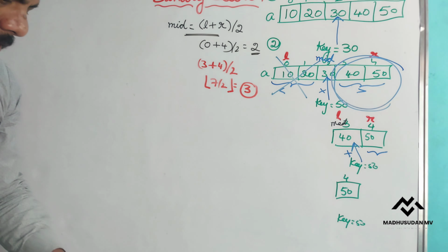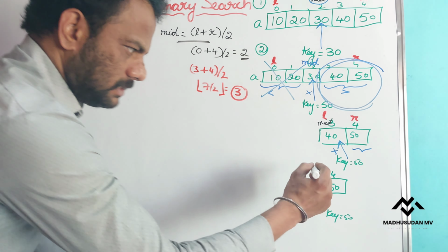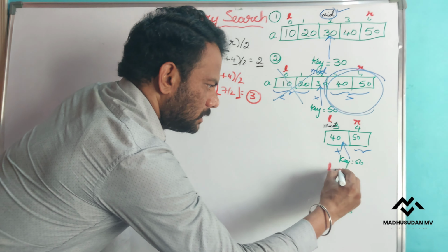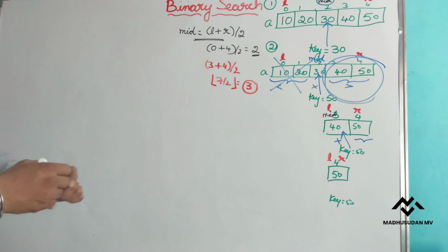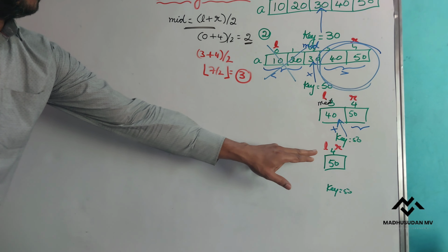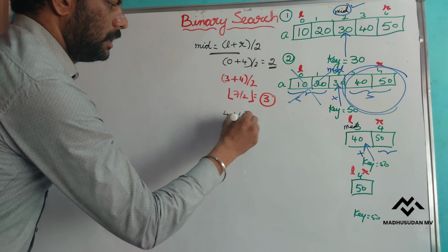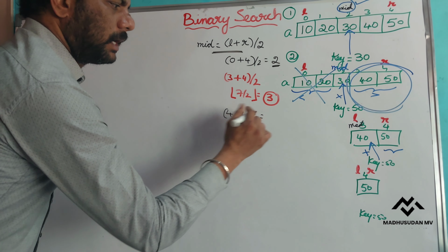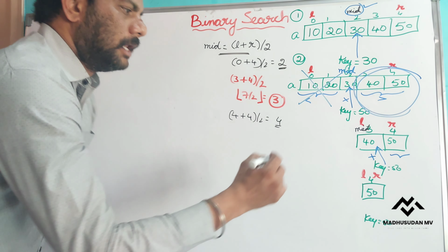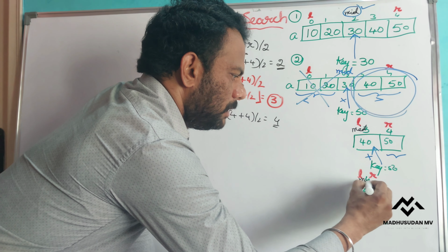Now again, in this case, this is my leftmost index, this is my rightmost index. Now again I need to calculate the mid position. Left is 4, right is 4, so (4 + 4) divided by 2: 8 by 2 is 4 only. That means this itself is my mid element.